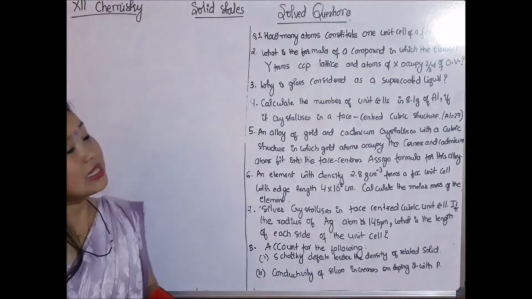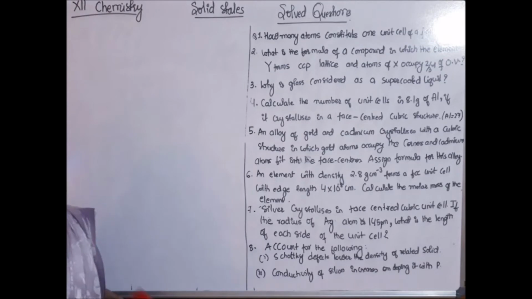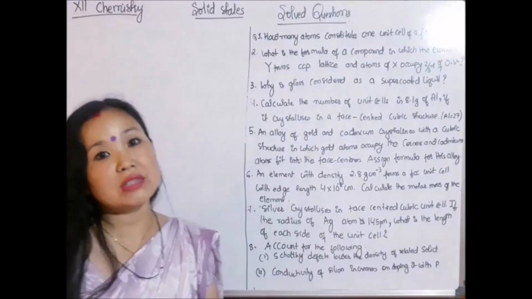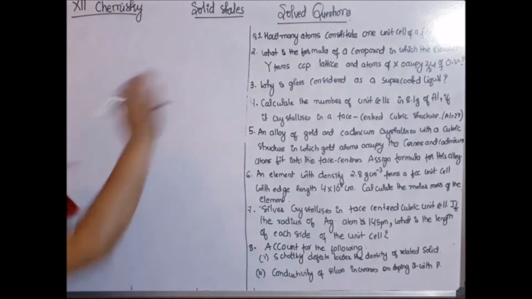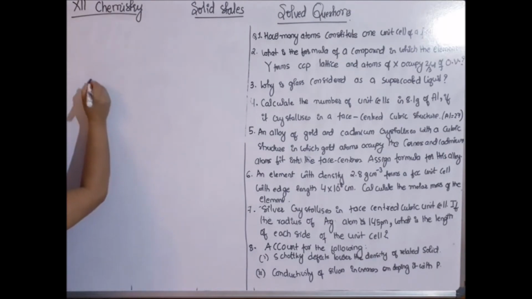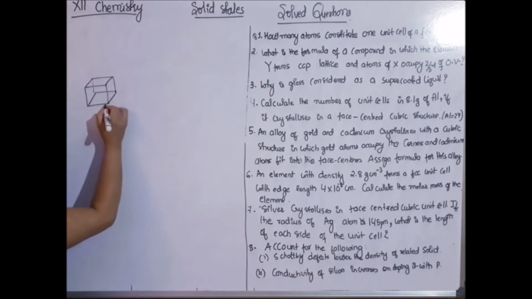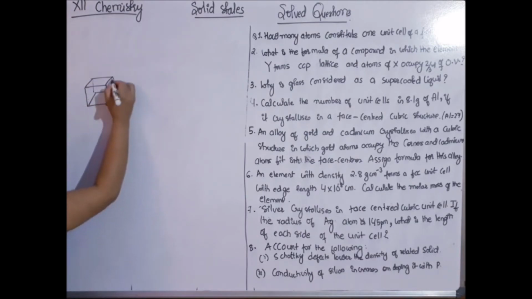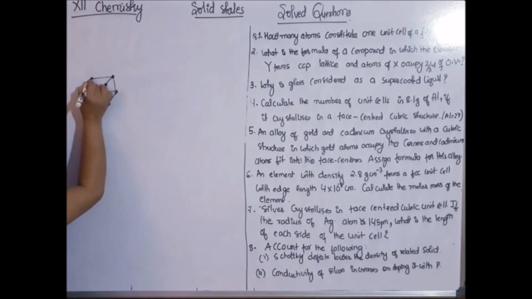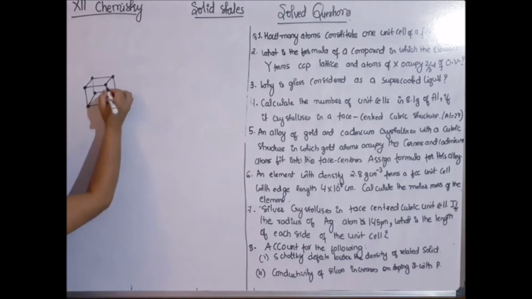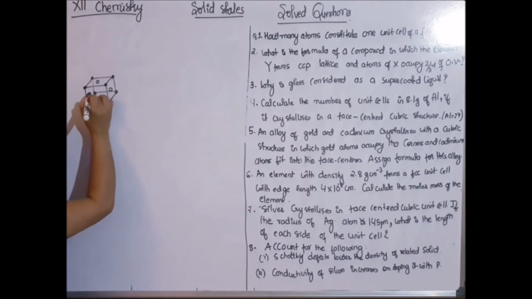Now the first question is: how many atoms constitute one unit cell of a face-centered cubic crystal? In a face-centered cubic crystal, the unit cell is face-centered. What is a face-centered unit cell? In this unit cell, the atoms lie at all 8 corners, and at the same time at the center of all faces. So how many faces are there?